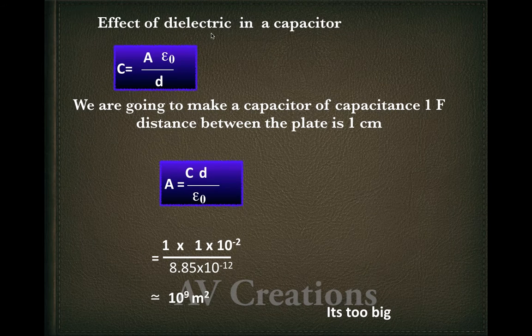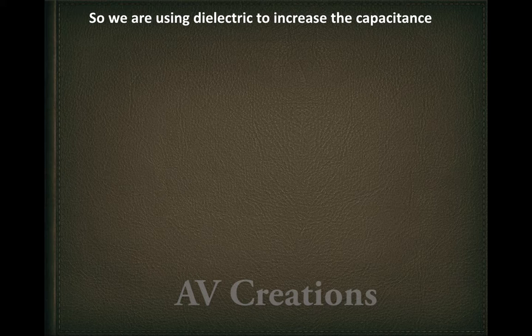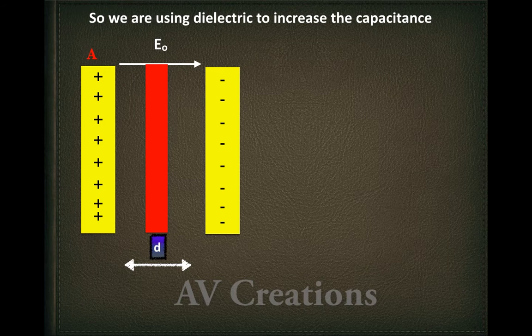That is the importance of a dielectric. When we place a dielectric, according to the property of the dielectric, we can increase the capacitance. So we are using a dielectric to increase the capacitance. So we are considering a capacitor which has two parallel plates. The area of this conductor is A, the distance between the plates is D, and this is the dielectric, and there is an electric field from positive to negative.